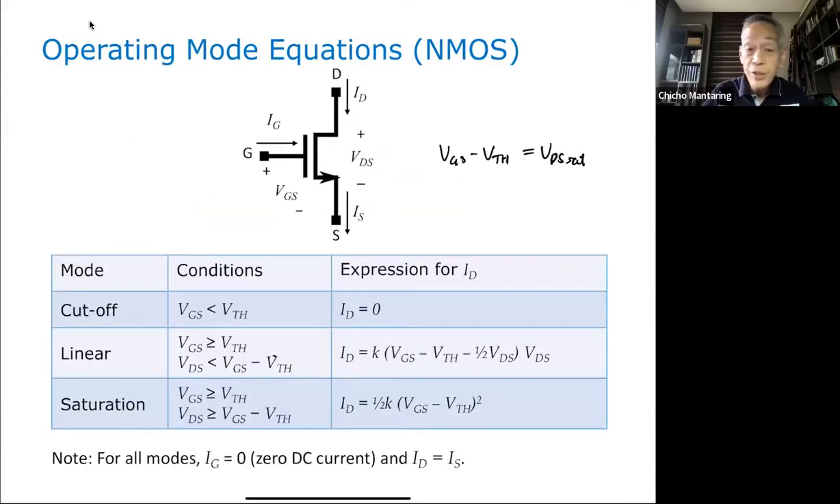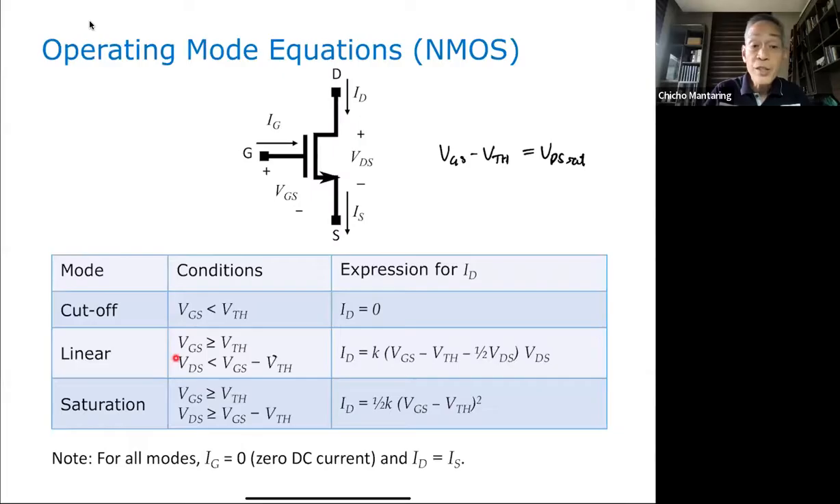So in saturation, your drain current formula is 1/2 K (VGS minus VTH) squared. It only depends on VGS, no? VTH is a parameter of the transistor.